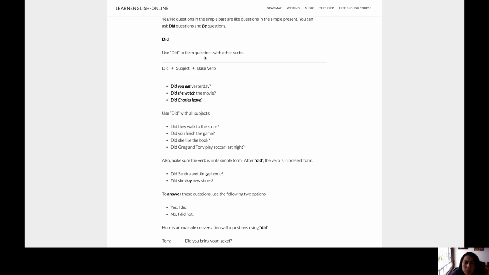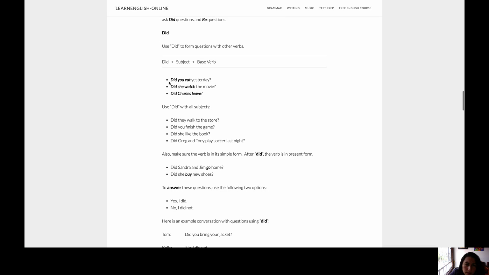Use did to form questions with other verbs. Did subject plus base verb. Entonces acá para la pregunta, acuérdense que podemos comenzar con el did, el sujeto y el verbo, pero ya no en pasado, ¿sí? Sino el verbo en la forma básica. Did you eat yesterday? Entonces acá tenemos los auxiliares que inician nuestra yes, no question, el sujeto y los verbos que no están conjugados en pasado. Did she watch the movie? Did Charles leave?